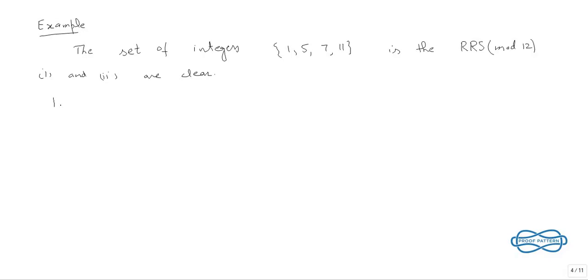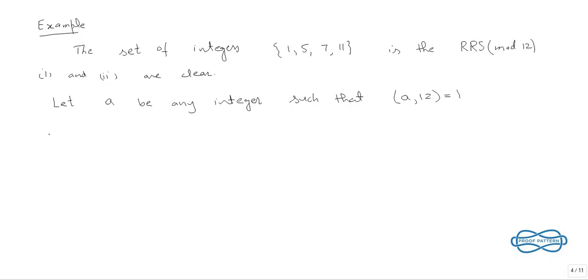Let a be any integer such that the GCD of a and 12 is equal to 1. Now we have to show that this a is congruent to one of the integers from this set, to verify the third condition.